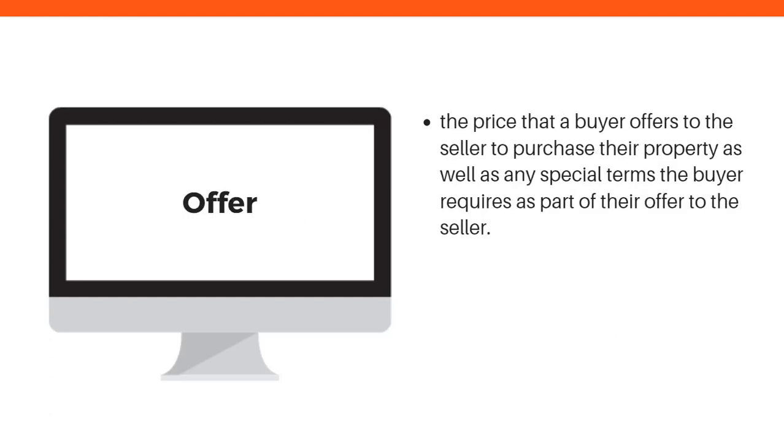An offer. This is the price that a buyer offers the seller to purchase the property, as well as any special terms the buyer requires as part of their offer to the seller. So if you want to make an offer on a piece of land, you would go write up an offer contract or a purchase agreement that outlines what price you're willing to pay, as well as any additional terms you want to outline in your contract. And you submit it to the seller as part of your real estate offer you are making to them to buy their property.